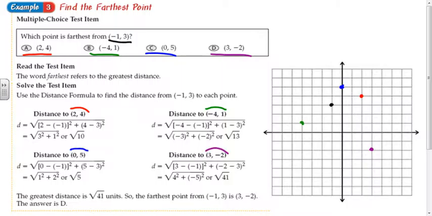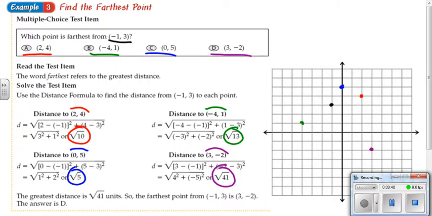And at the end, after we plug all those values in and solve them out, the distance to A is square root of 10, distance to B is square root of 13, distance to C is square root of 5, and distance to D is the square root of 41. And obviously out of all those, square root of 41 is the largest. So it's the farthest distance away. So we'd say the farthest one from the point -1, 3 is D, the 3, -2. And that's how you would solve a question like that.